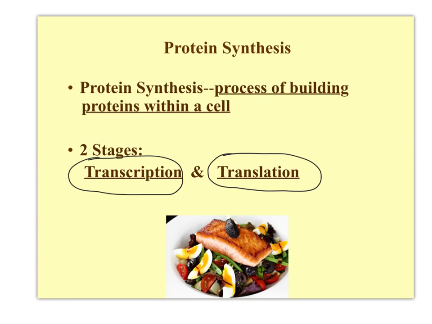As you can see here, the definition of protein synthesis is the process of building proteins within a cell. Keep in mind, we already know this word synthesis. Synthesis means to make, okay? We're combining simple substances to form complex substances. So protein synthesis can be broken down into two different stages, okay? The first stage is called transcription. The second stage is translation. You do need to remember the order of which happens first.